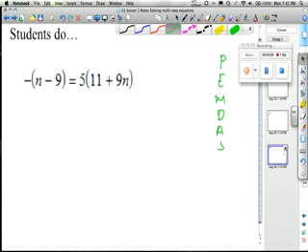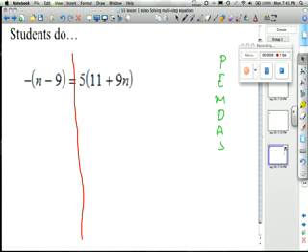All right. Now, on this red line will again represent my equal sign. Everything that happens on the left side will happen on the right side. I'm going to distribute and simplify each side of the equation. On this side, I will distribute that negative sign right there. So if I distribute that negative times n, it's going to be a negative n. Negative times negative 9, it's going to be a positive 9. Negative and negative make a positive.